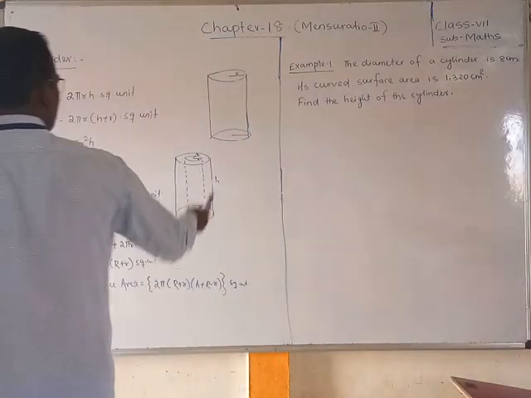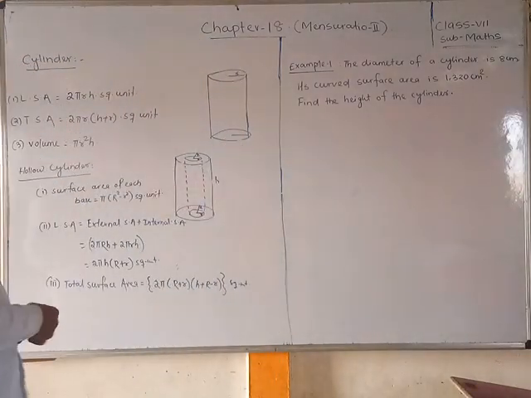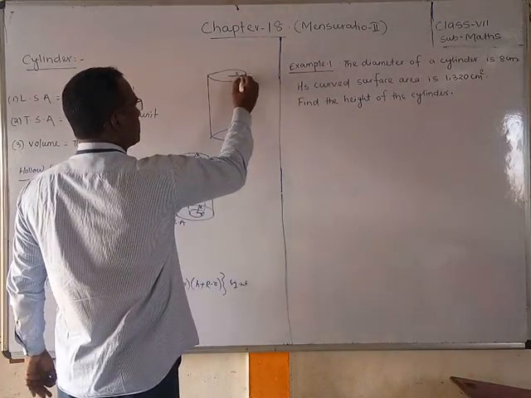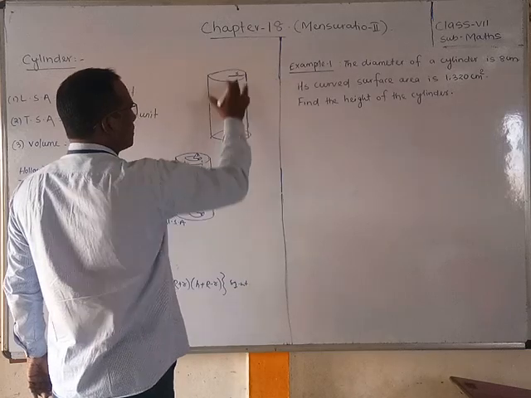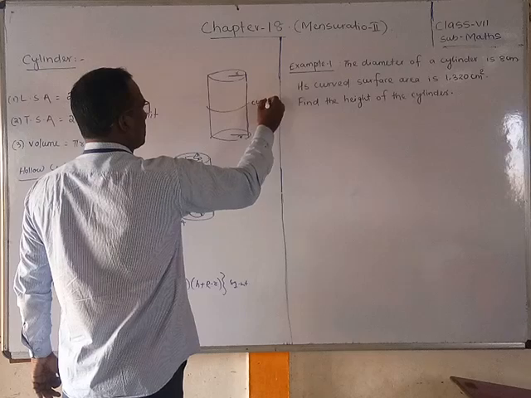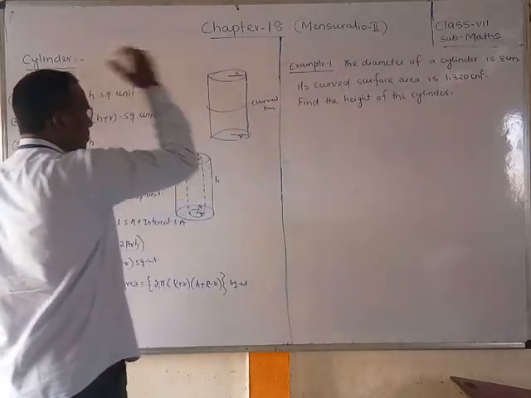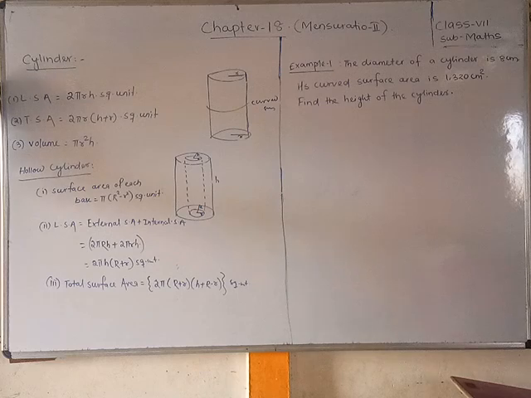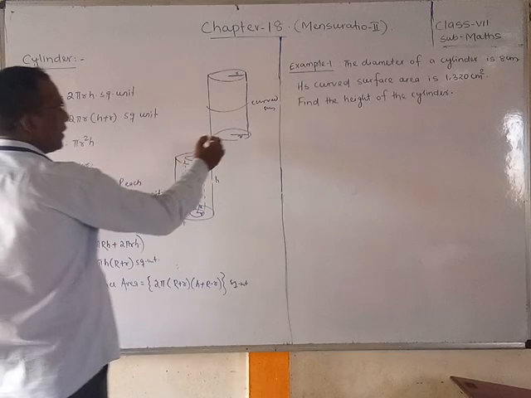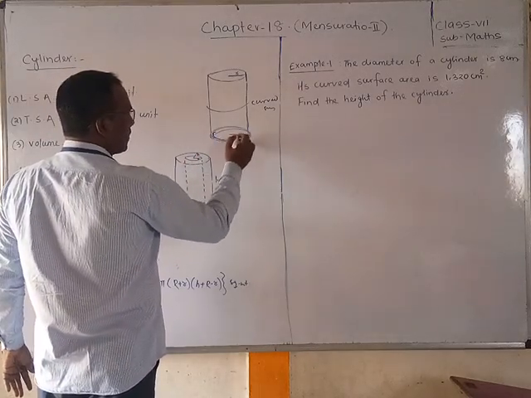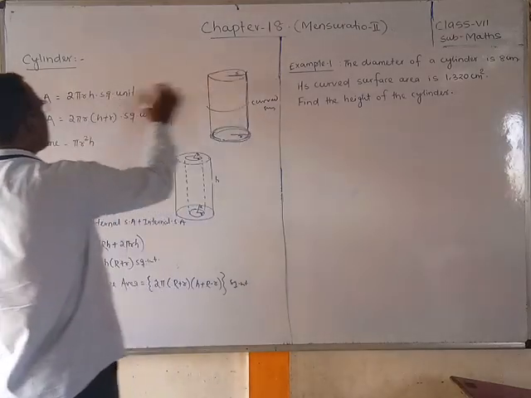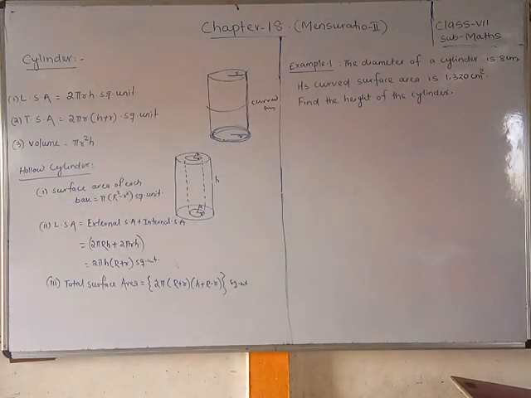First of all, this is a cylindrical solid figure. This is called the height, and this is the radius of the base. Both are bases, two circular faces are there, and this is called the curved surface. Now the lateral surface area is 2 pi r h. 2 pi r is the circumference of the circle, the base, into height. If we do this, then we can get the lateral surface area of a cylinder.